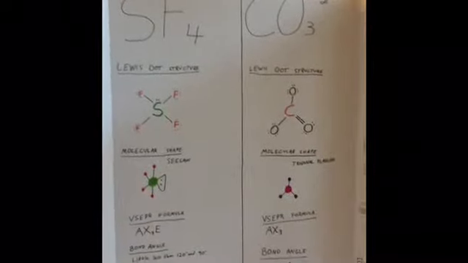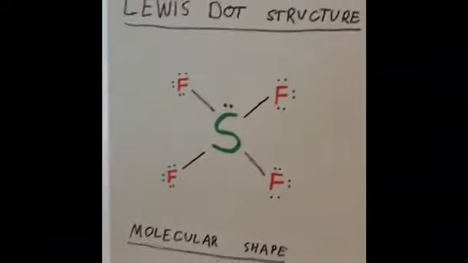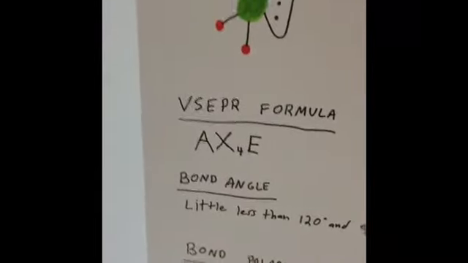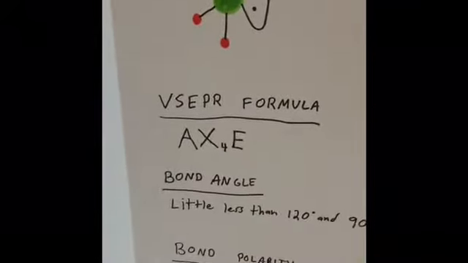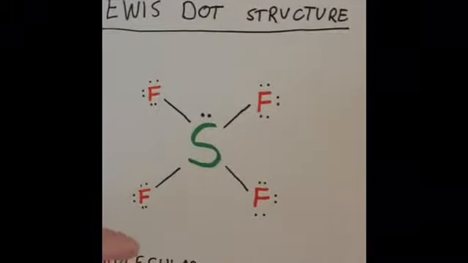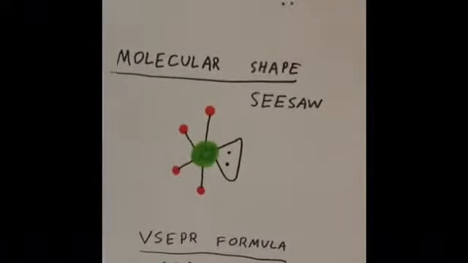This is my bonding project on SF4 and CO32-. The Lewis dot structure of SF4 looks like this, with 4 bonds and 1 lone pair. The VSEPR formula is AX4E, which means on the central atom there are 4 surrounding atoms and 1 lone pair. The 4 surrounding atoms are fluorine, and there's 1 lone pair on sulfur.